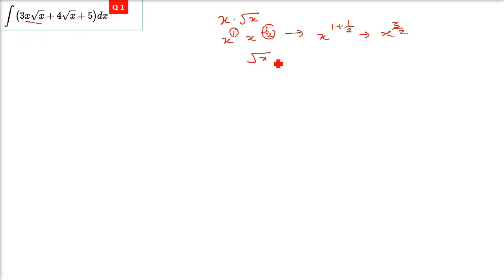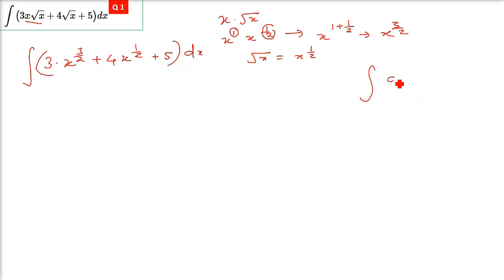How about under root x? As I just suggested, under root x is nothing but x to the power half. So what do you get here? 3 into x under root x, as we just discussed, is x raised 3 by 2, plus 4 under root x is x raised to the power half, and 5 is there already. And all will have dx because we are integrating with respect to dx. Whenever we are integrating a plus b or a minus b dx, the terms can be integrated separately.